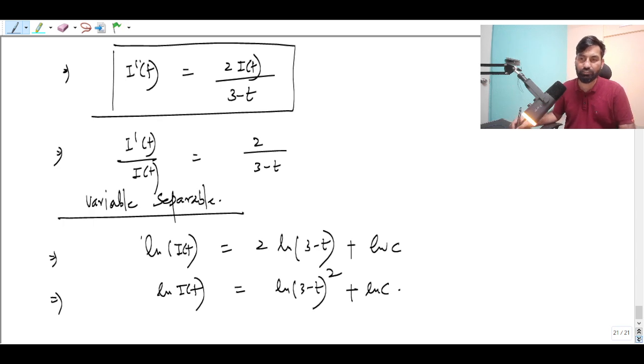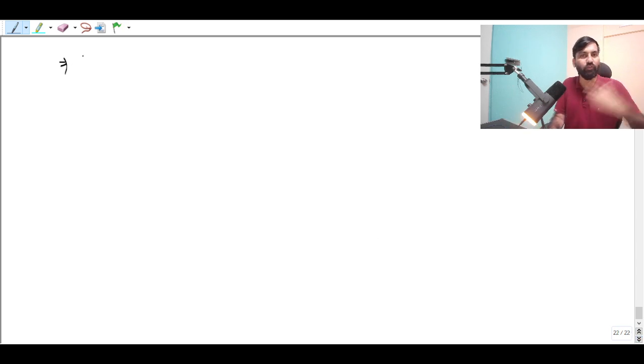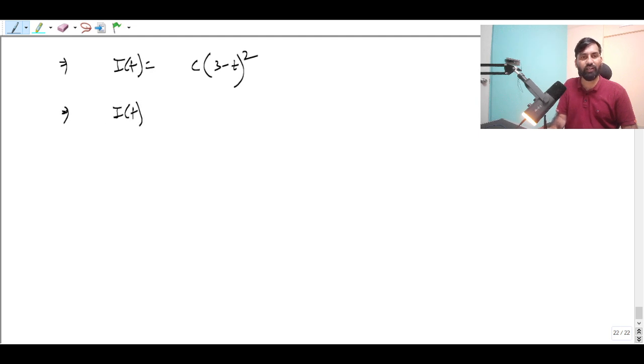I think this is clear. Now you can remove ln on both sides. So this is it is equal to c times (3 minus t) squared, right? So what is this, guys? This is it is equal to c times 9 plus t squared minus 6t.